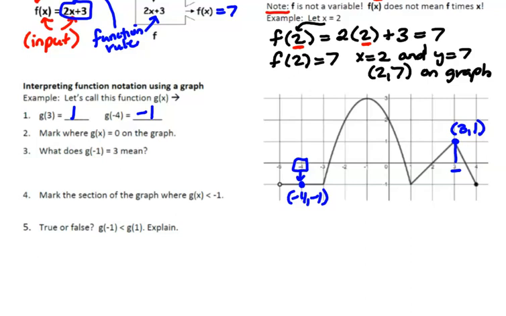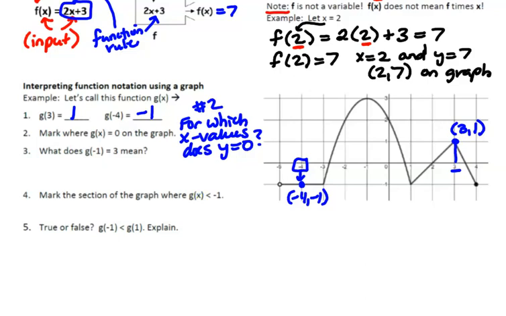Now I'm going to ask a slightly different question. It says mark where g of x equals 0 on the graph. Notice on this one, 0 is not the input value. x is the input value and 0 is the output value. So I'm saying, what values of x give me 0 as an output value? In other words, for which x values does y equal 0? That's what I'm asking for number 2.